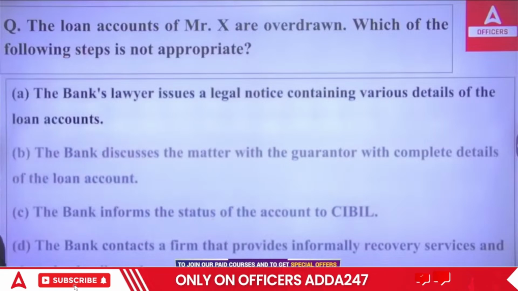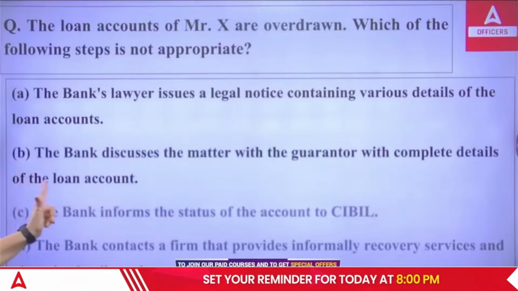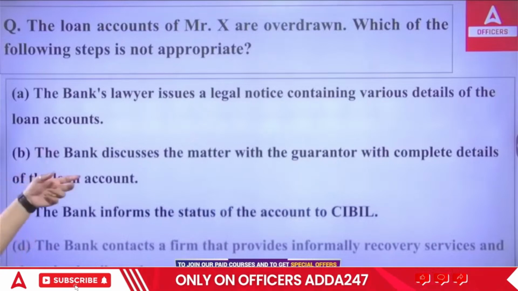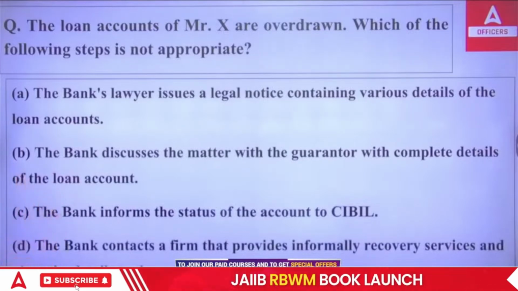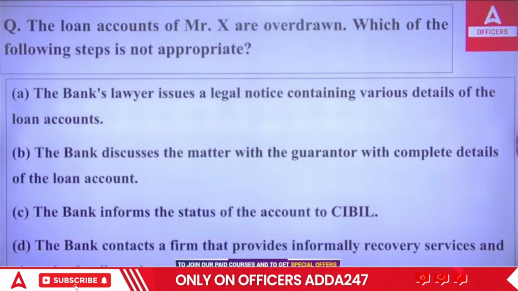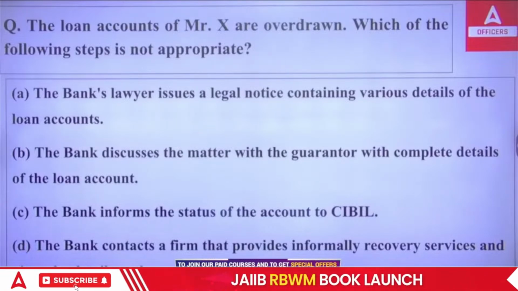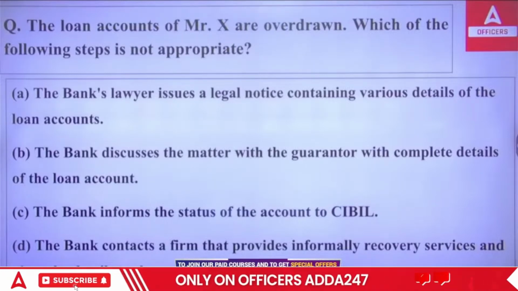First, the bank's lawyer issues a legal notice containing various details of the loan account. Second, the bank discusses the matter with the guarantor with complete details of the loan account. Third, the bank informs the status of the account to CIBIL. Fourth, the bank contacts a firm that provides informal recovery services and gives the details to them. So out of these four situations, which of the following is not a right step to be taken? Which of the following is correct? So it is not an appropriate step.